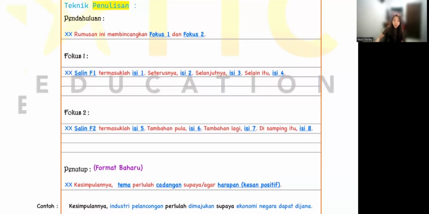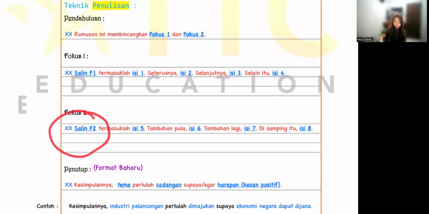So remember, pendahuluan: rumusan ini membincangkan fokus 1, fokus 2. Just like the example just now. Rumusan ini membincangkan faktor mendorong kemasukan pelancong luar ke Malaysia dan cara-cara untuk memajukan sektor pelancongan. So over here, 2 marks. Dan salin fokus 1. Faktor mendorong kemasukan pelancong luar ke Malaysia termasuklah kopi.